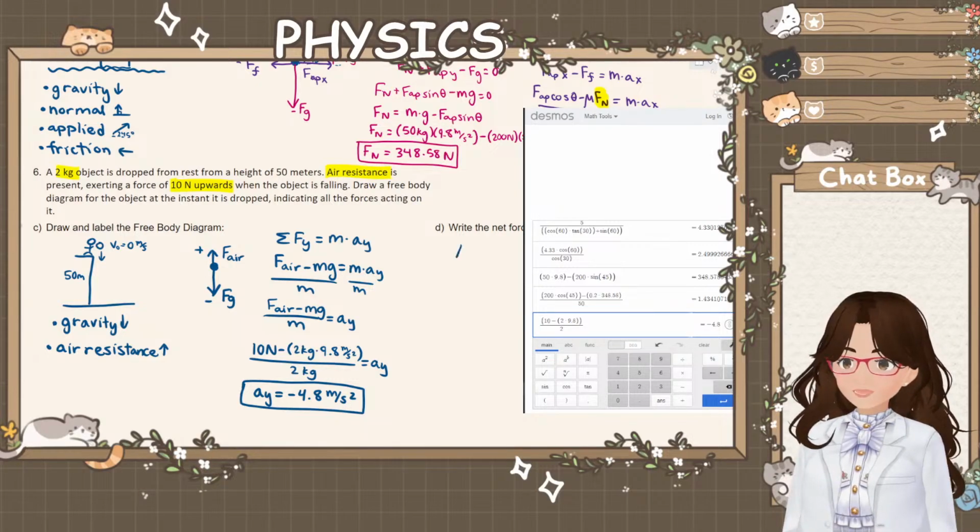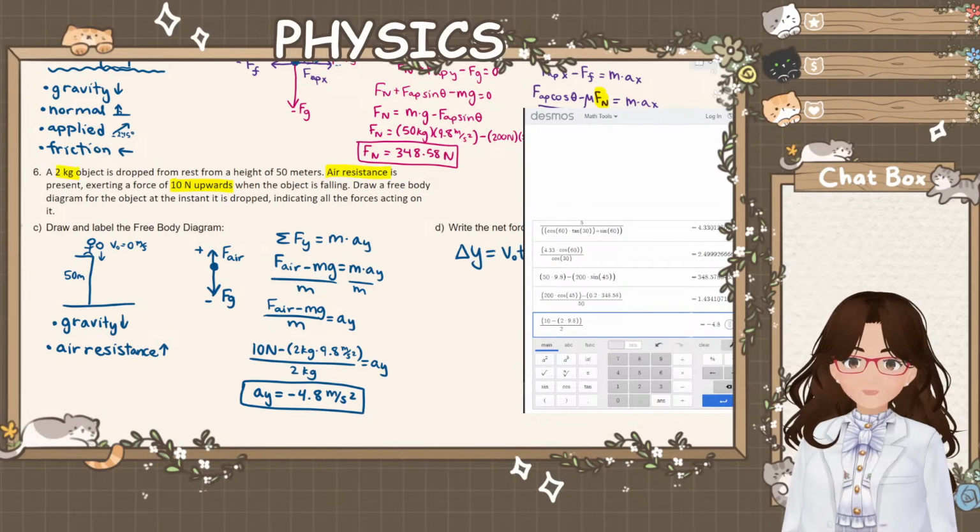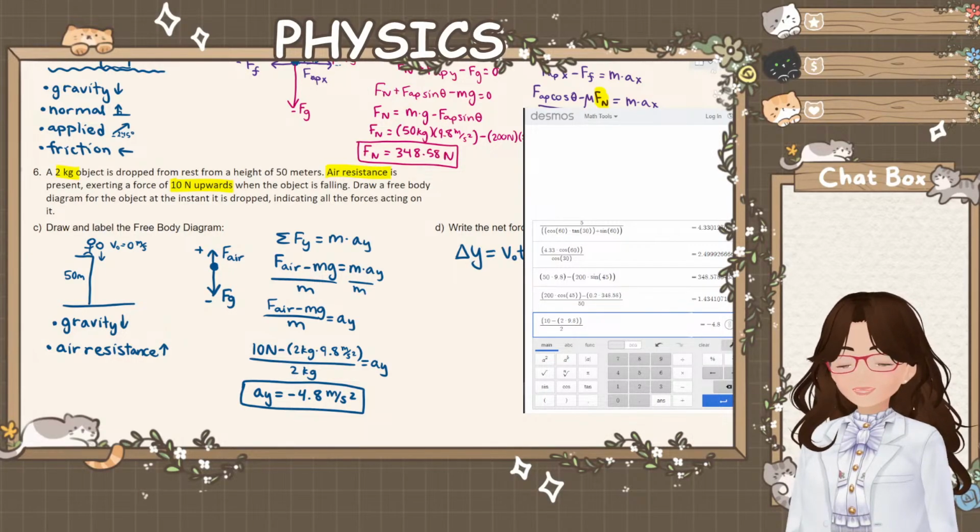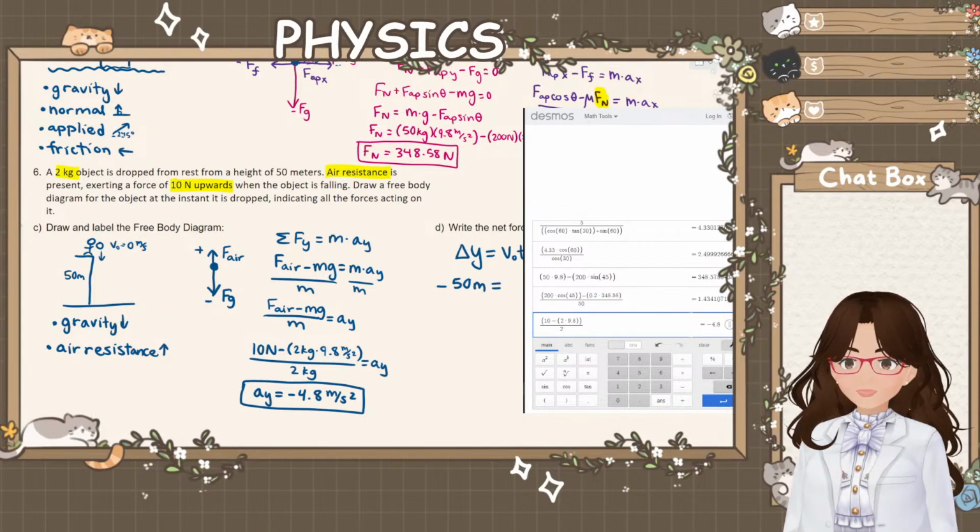So in this case, we'd have delta y is equal to v naught t plus 1/2 ay t squared. Again, your teacher might use 1/2 g t squared, but because it's not g, I'm just going to be more generic. Okay, so in this case here, we know that our delta y, because we're moving downwards, is going to be negative 50 meters. My initial velocity is 0, so this term is 0. And then I have 1/2 times negative 4.8 meters per second squared times t squared.